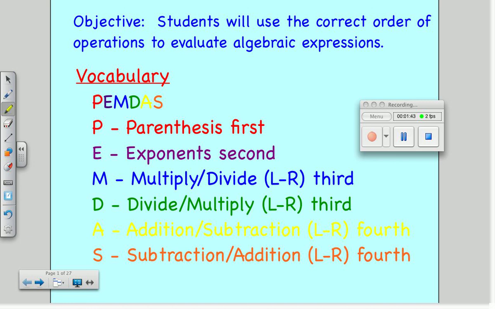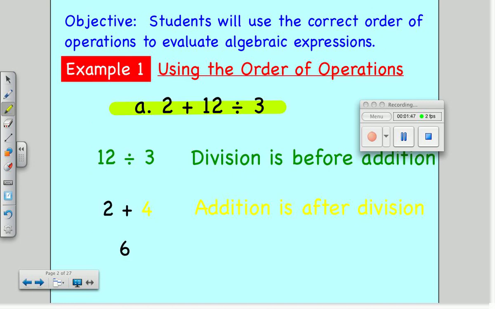I want you to write down everything I highlight. If I'm highlighting, you're writing. 12 divided by 3 is what we do first. And I want you to write the word division. Then I want you to write next. What's next? 2 plus 4 is next, and then we do the addition. I want you to write that. And I want you to write 6.